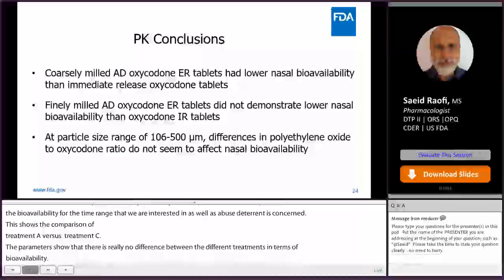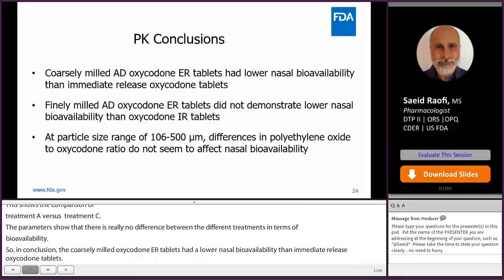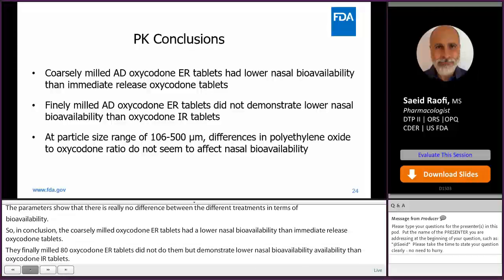So in conclusion, the coarsely milled abuse-deterrent oxycodone ER tablet had lower nasal bioavailability than immediate release oxycodone tablets. Finely milled abuse-deterrent oxycodone ER tablets did not demonstrate lower nasal bioavailability than oxycodone IR tablets. At particle size range of 106 to 500 micrometers, differences in polyethylene oxide to oxycodone ratio did not seem to affect nasal bioavailability.